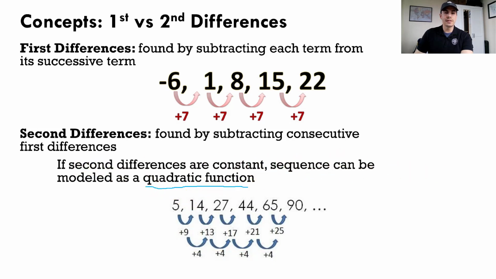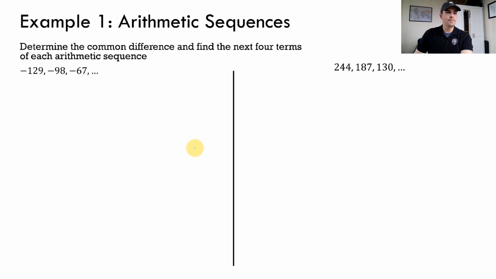If those second differences are all the same, then our sequence can be modeled with a quadratic function, which we're going to do with our last example today. Speaking of examples, let's get right into determining the common difference and finding the next 4 terms for each of these arithmetic sequences. So let's take a look at the first one.